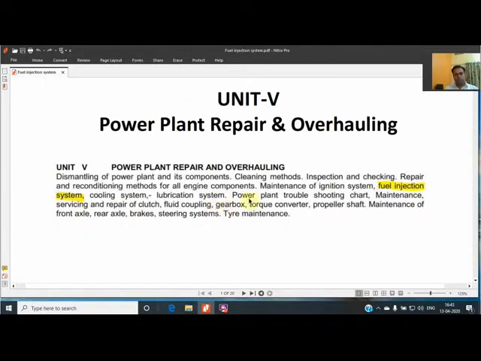Starting with today's lecture, we are going through the fifth unit of our subject, vehicle safety and maintenance. Today we will cover fuel injection systems: the parts of the fuel injection system, what malfunctions occur, and what remedies there are for the fuel injection system.